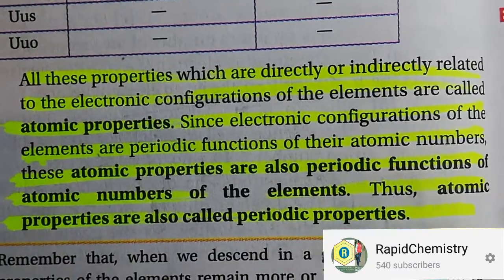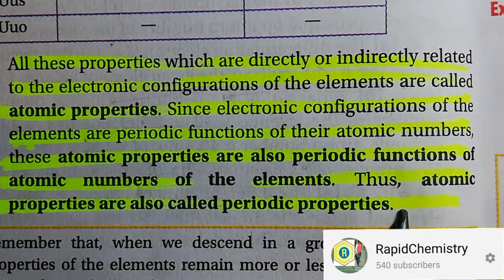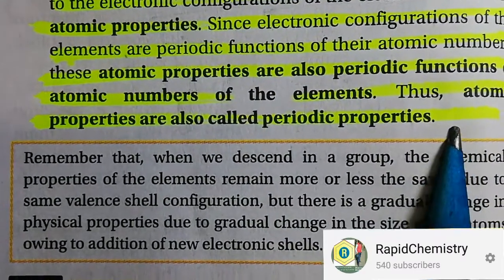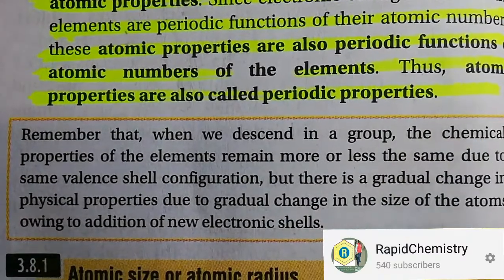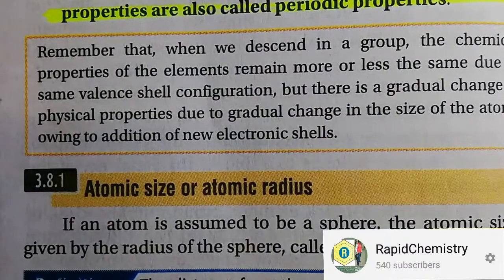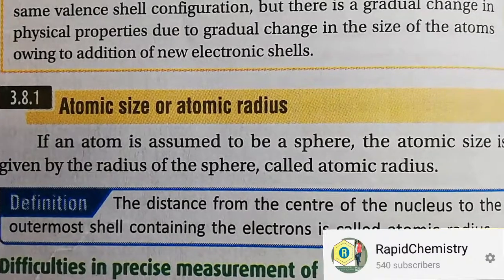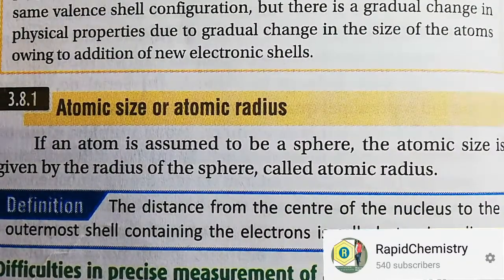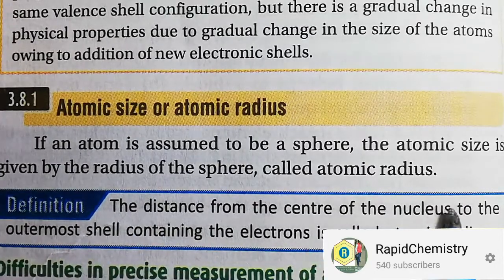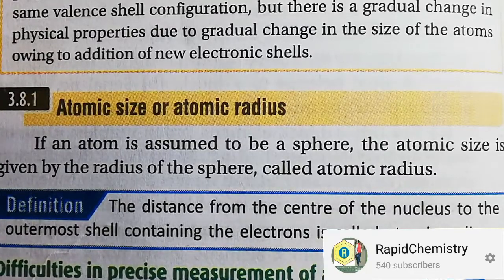So, here we will see that all the properties here are atomic size, metallic character, non-metallic character, ionization energy, electron affinity. These are all related to the atomic size and atomic radius, and that's why we'll start with atomic size and atomic radius. So let's look at the definition here. The distance from the center of the nucleus to the outermost shell containing the electrons is called atomic radius.